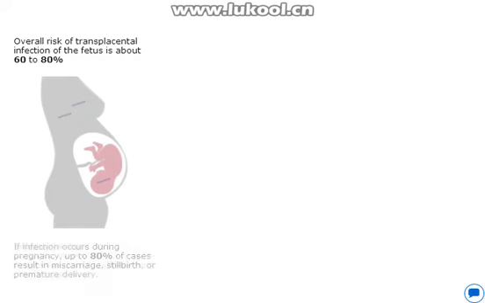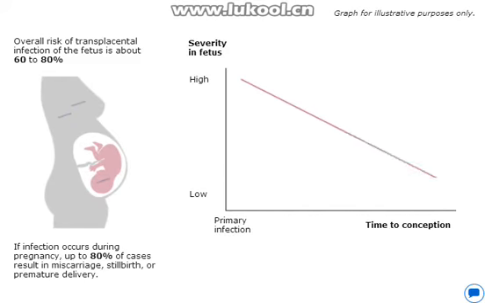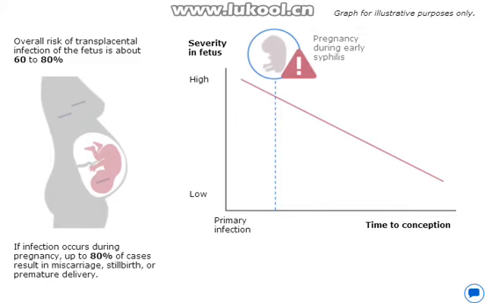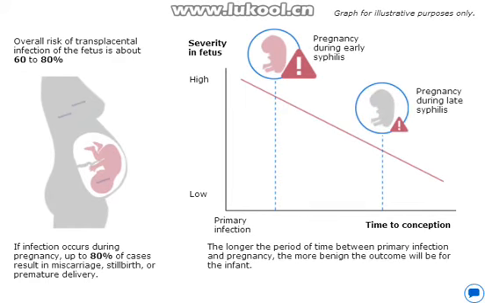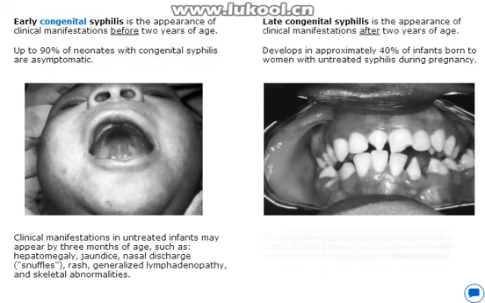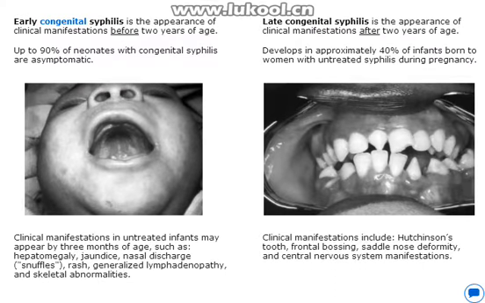T. pallidum can be transmitted from the bloodstream of the infected woman to her developing fetus at any time during pregnancy. However, risk of fetal infection is much higher during early maternal syphilis, the first year of infection, than during later stages. Congenital syphilis is divided into early congenital syphilis and late congenital syphilis.